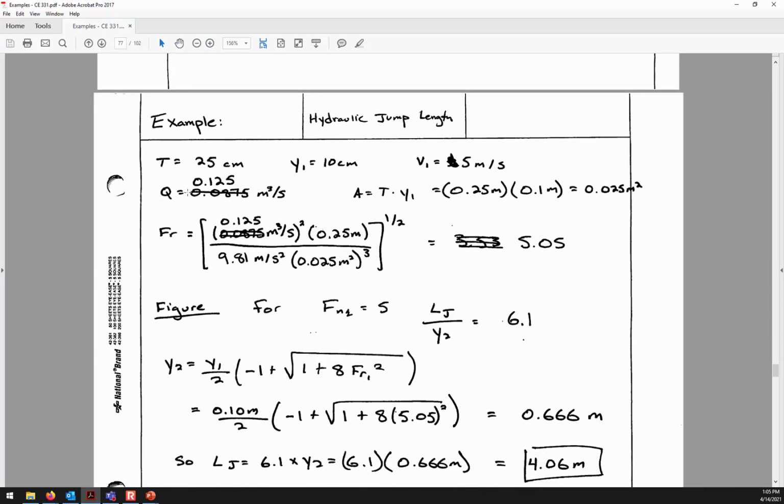Starting off with the given data, I calculated the cross-sectional flow area with the width and the depth that are specified, and the Froude number of 5.05. We can calculate, first of all, what is going to be the depth downstream. So here's the Belanger momentum equation. This variation of it is using the Froude number and the upstream depth to predict what the downstream depth will be. So it started off 10 centimeters deep, and it's going to jump up to a depth of 666 centimeters.